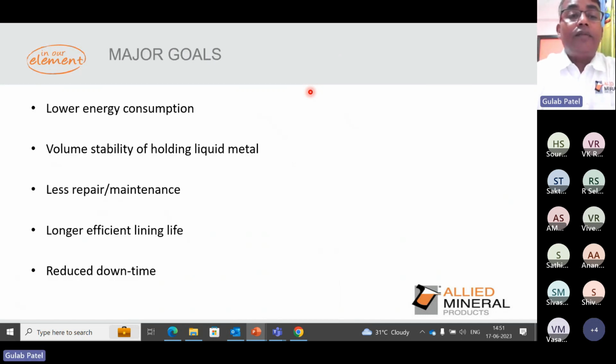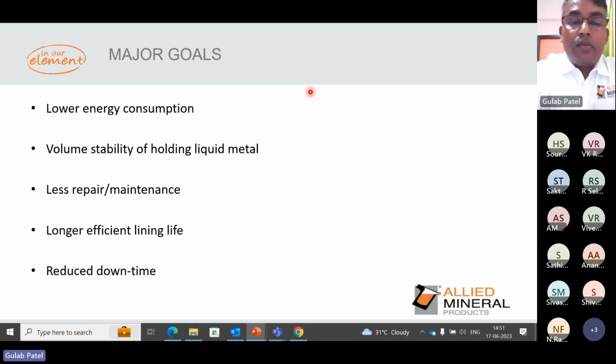Moving forward, what are the major goals of die casting foundries? The ultimate and always top priority goal is how we can do the best within all our processes to lower the energy consumption. Then the second point is the volume stability of holding liquid metal. We start from melting, then transfer, and then put the metal directly into the holding furnaces.